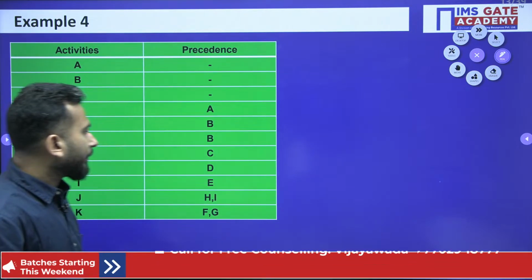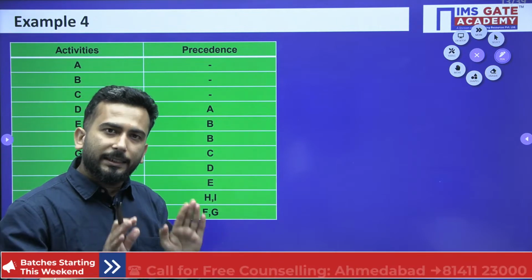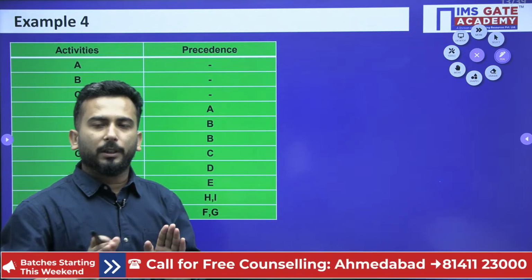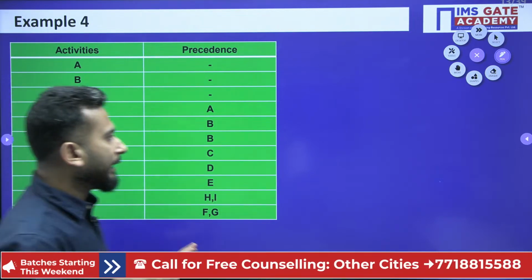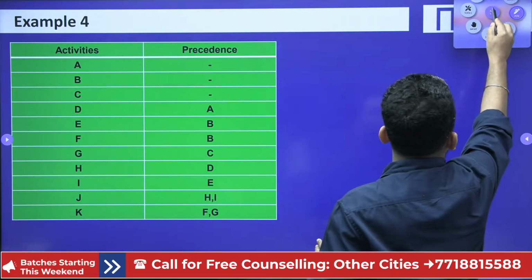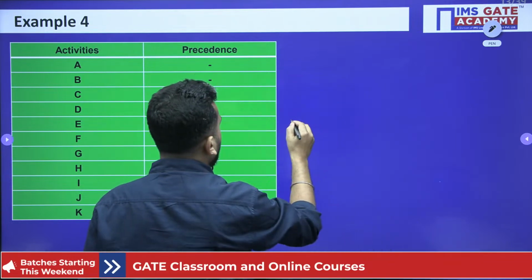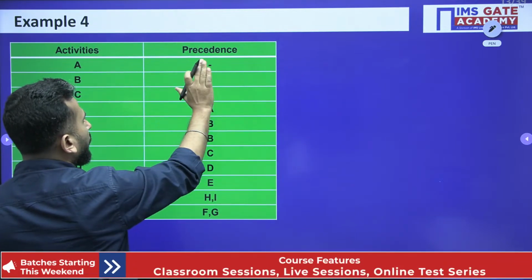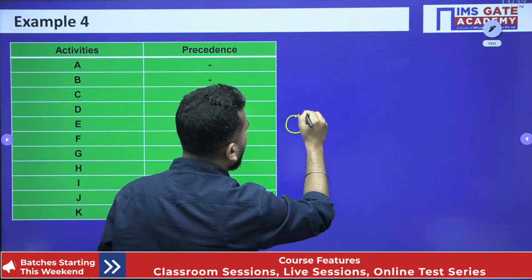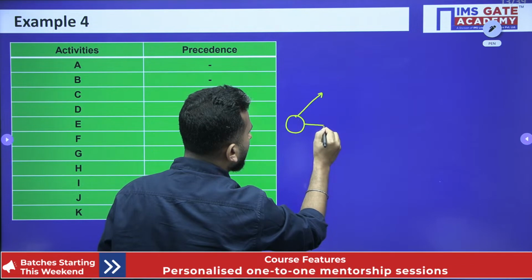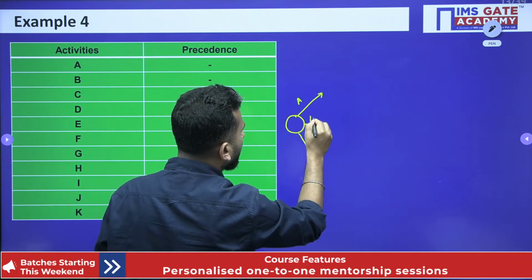Fine. Now my dear friends, I have taken a bigger question, and this will be the final example of drawing the network diagram. Let us try to see how to draw it. My dear friends, let me start. A, B, C have no precedence, so I will be starting from here. I will be keeping it short only because space is also less. So let's say this is A, this is B, this is C.